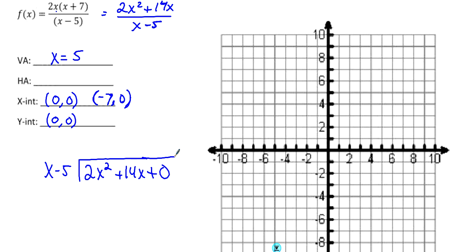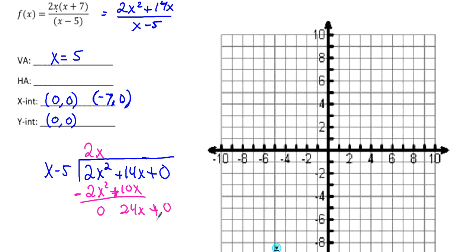And we do our long division. So here we go. What times x will give me 2x squared? 2x. So we get 2x squared minus 10x. Subtract, which changes the signs. So we get 0, and we get 24x plus 0.